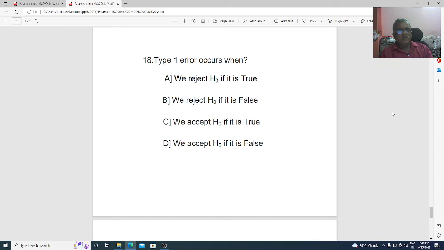Question number 18. Type 1 error occurs when? Option A, we reject H0 if it is true. Option B, we reject H0 if it is false. Option C, we accept H0 if it is true. Option D, we accept H0 if it is false. The correct option is option A, we reject H0 if it is true.